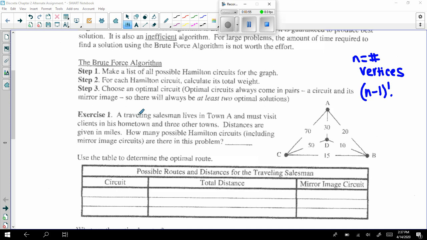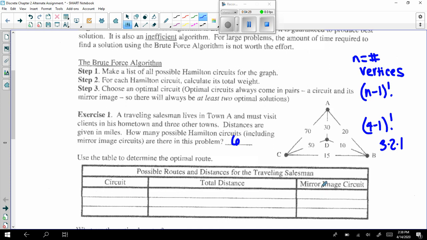You want to first start out with, because there's 4 vertices, to come up with a number, we're going to do 4 minus 1 factorial. So that's 3 times 2 times 1. So there's going to be 6 possible circuits. Okay? So there's 6 possible circuits. That includes these and their mirror image.